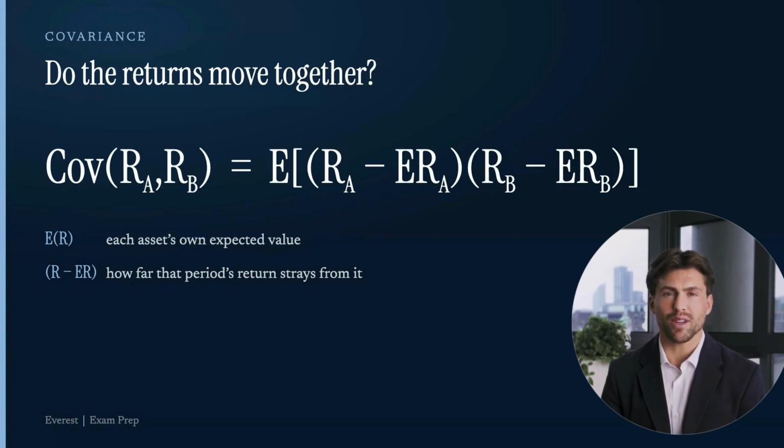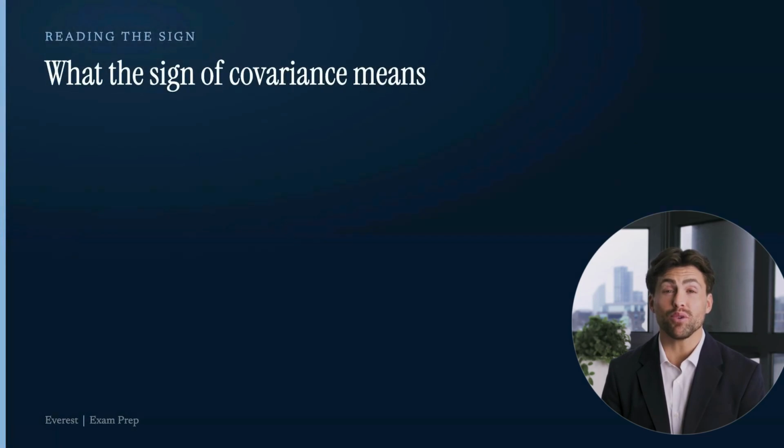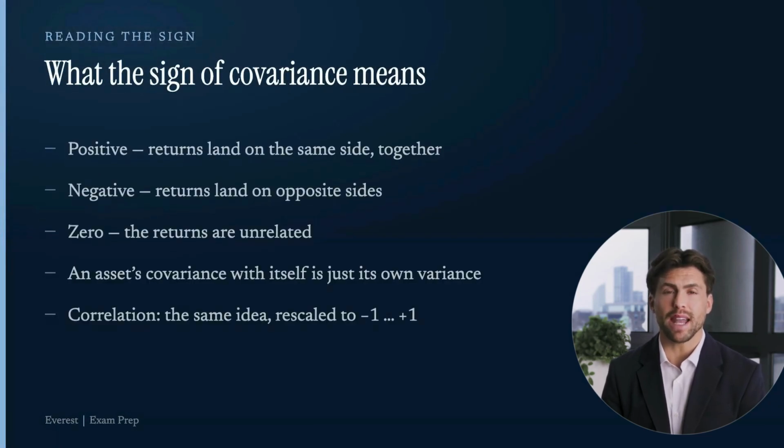Now, the number that actually drives risk is covariance. Covariance measures whether 2 assets' returns tend to move together, move opposite, or move independently. It's the probability-weighted average of how far each return strays from its own expected value, multiplied together. Positive covariance means the 2 returns tend to land on the same side of their averages together. Negative covariance means they tend to land on opposite sides. And covariance of a stock with itself is just its own variance. Nothing new to learn there.